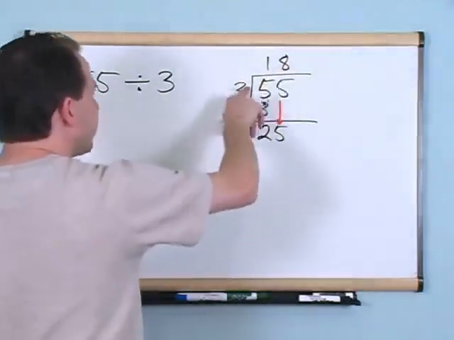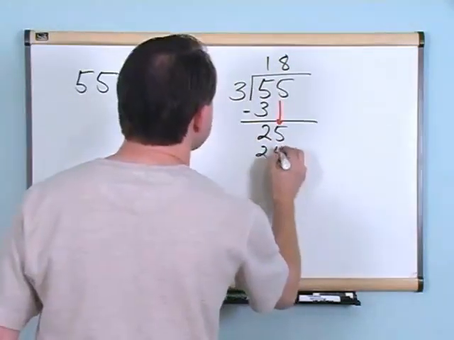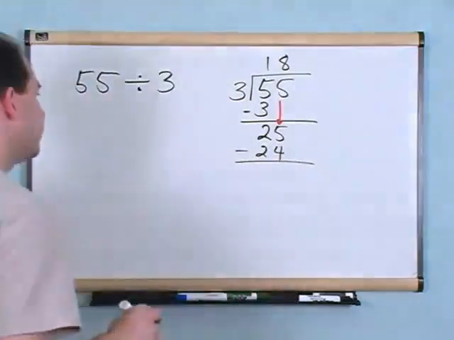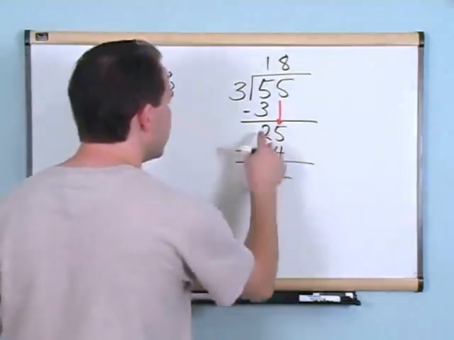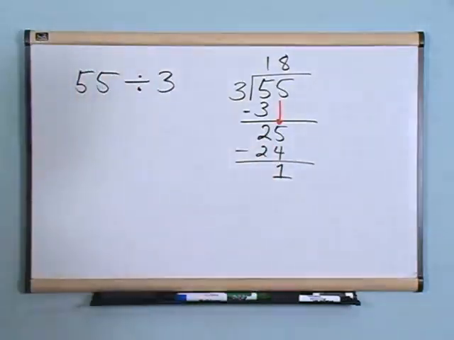So 8 times 3 is going to give you 24, and you're going to do another subtraction. So in order to subtract this, 5 minus 4 just gives you 1. 2 minus 2 gives you 0, so you don't need to write that.